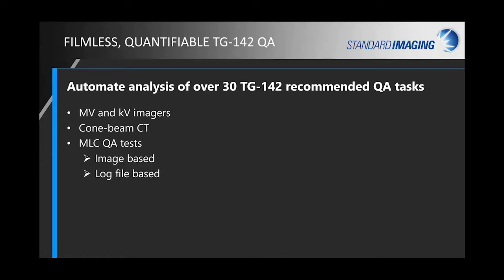The image-based tests include our picket fence type test and leaf position test. Log file-based tests include our leaf speed tests and our repeatability tests. Our stereotactic QA module is basically an automated Winston Lutz platform. We're doing quick checks of your isocentricity and your machine QA for stereotactic.